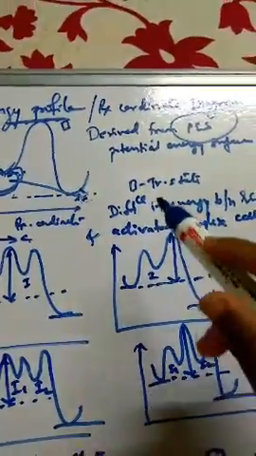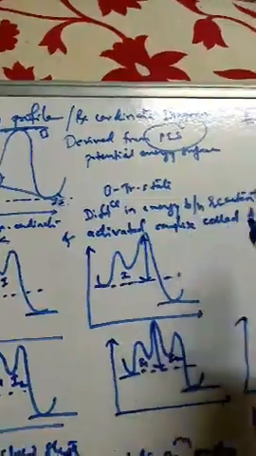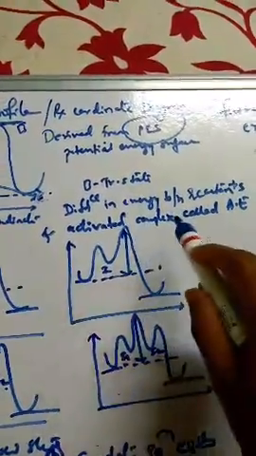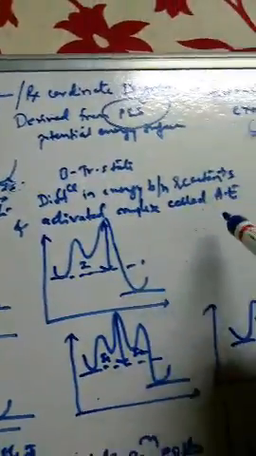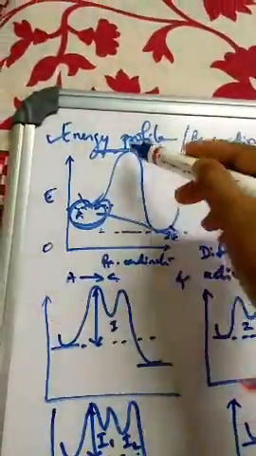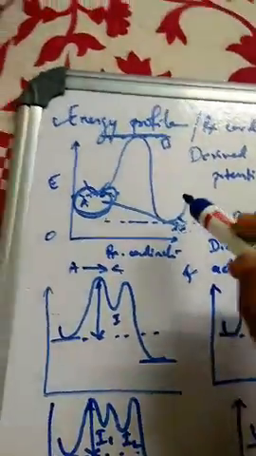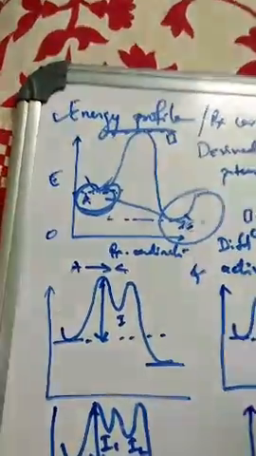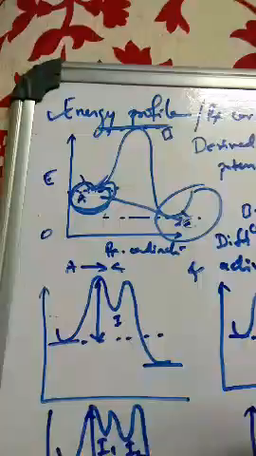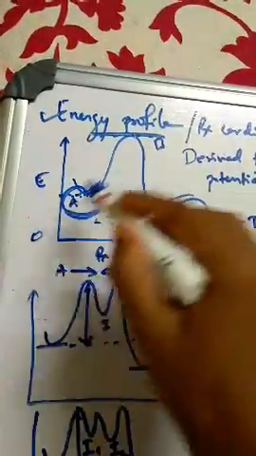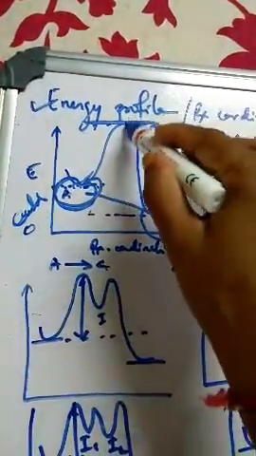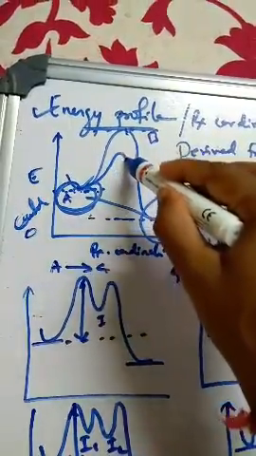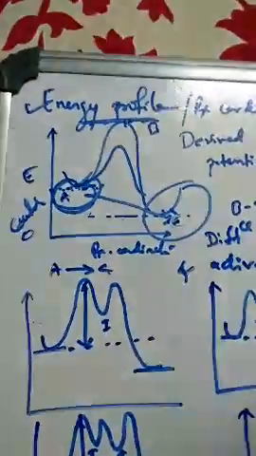That's why we say that the difference in energy between the reactants and the activated complex is called activation energy. The difference should be less. If the difference is more, then the formation of the product will be slower. And that's why in the addition of a catalyst, what will happen, this activation energy will be decreased like this, and we get the product here.